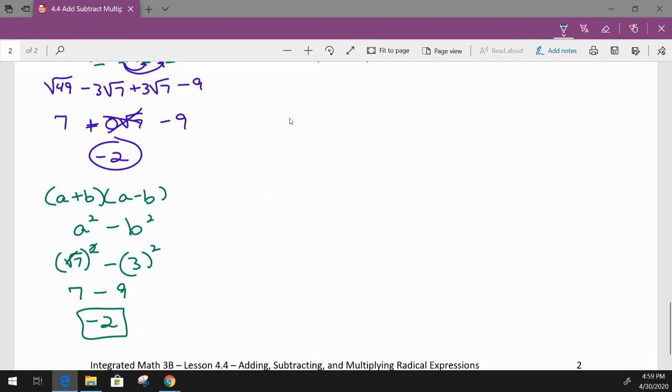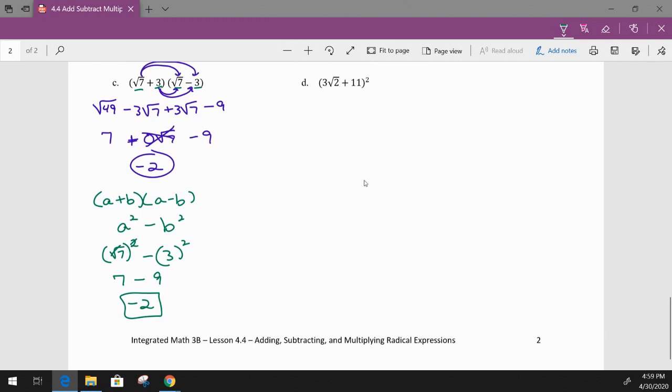Okay, let me zoom out here a little bit so you can see that better. The next problem is another special product rule, but it's a binomial squared. So one way of squaring a binomial is by rewriting it times itself.